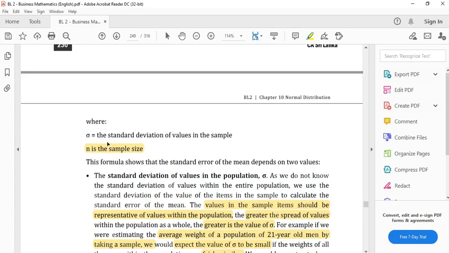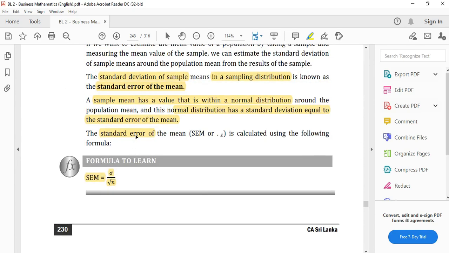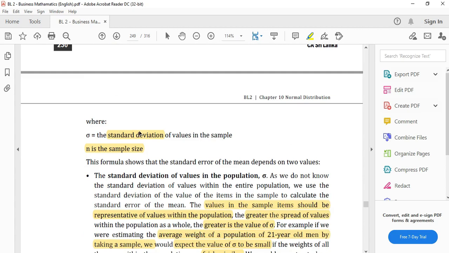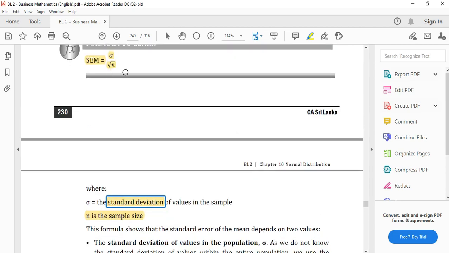So they might just give you the standard deviation of the values in the sample, and they will give you the sample size, and you will have to calculate the error. Or how they will make this hard, is they will ask you to calculate the standard deviation and find the standard error of the mean. Then you should reflect what you learned in chapter 8, on statistics, where you learned how to calculate the standard deviation for ungrouped and grouped frequencies. Accordingly, find the value and substitute it into the formula.